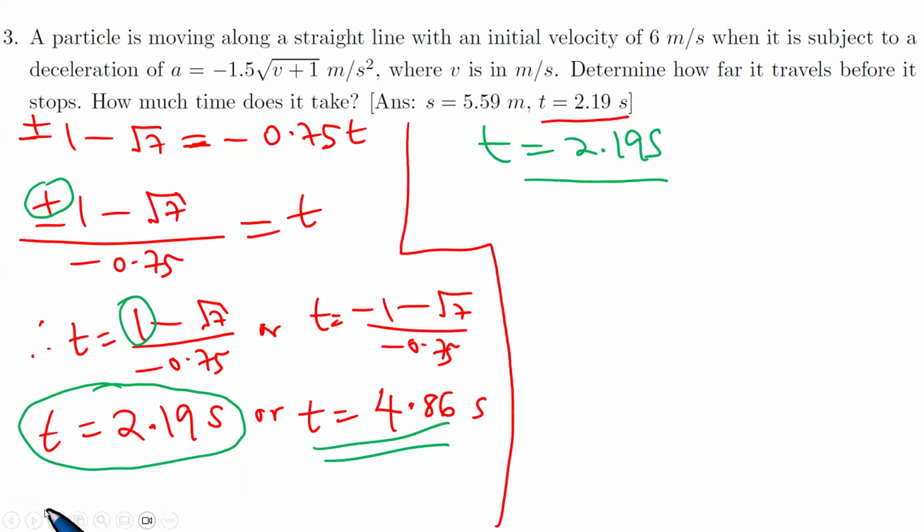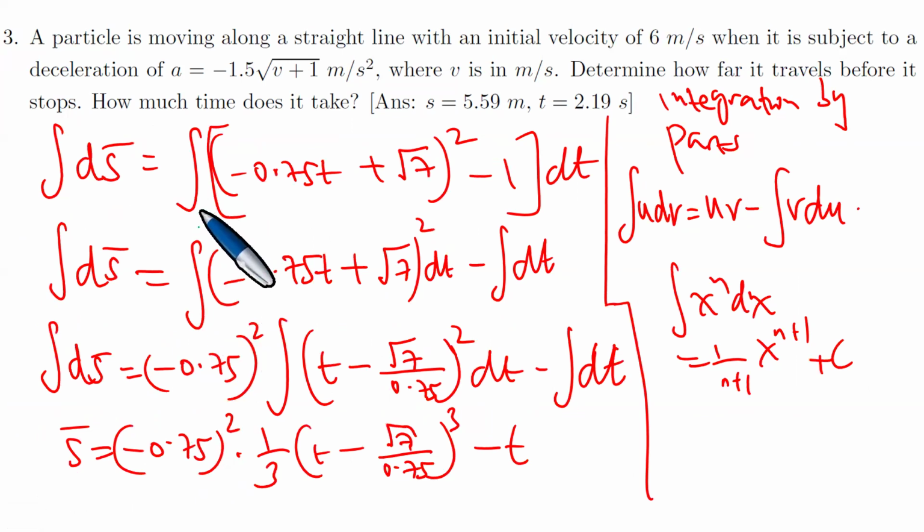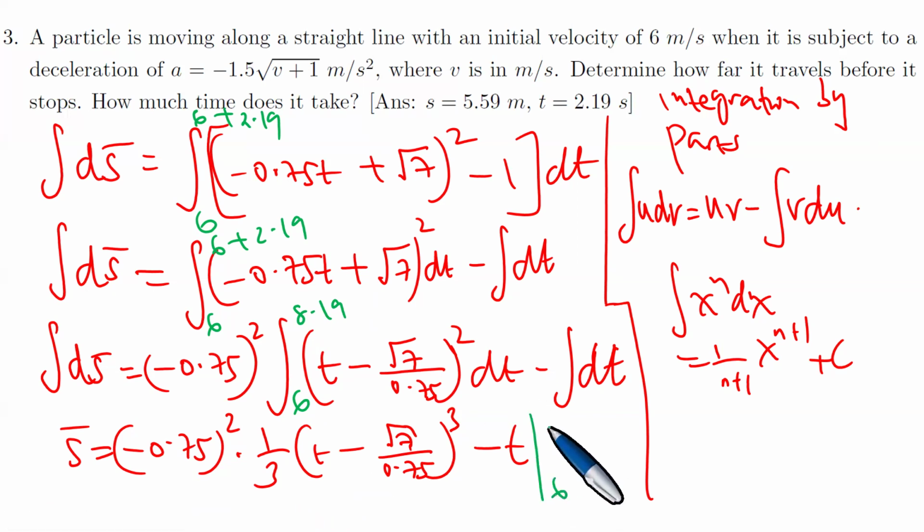2.19 to come to a stop. From 6 plus 2.19. This is what you can do: 6 to 6 plus 2.19. Obviously, you can say it's 6 and then 8.19. So here it's 6 to 8.19.